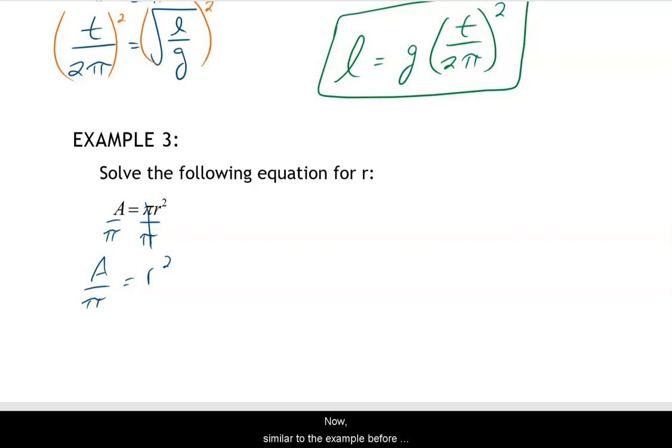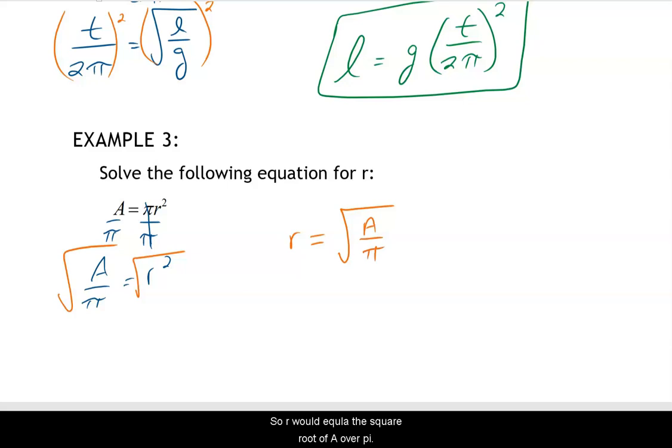Now, similar to the example before, to get rid of a square root, we squared. So if we have a square, then to get rid of something being squared, we would take the square root. So if I take the square root of r squared, that leaves me with r equals, and then I would leave the other items inside the square root, A over pi. So r would equal the square root of A over pi.